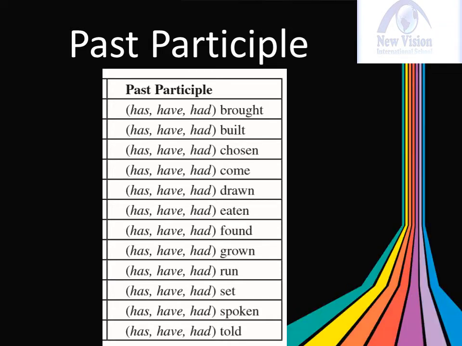Past participle is formed by having a helping verb plus the past participle of the irregular verb. These helping verbs are has, have, and had. Examples: brought, built, chosen, come, drawn, eaten, found, grown, run, set, spoken, and told.